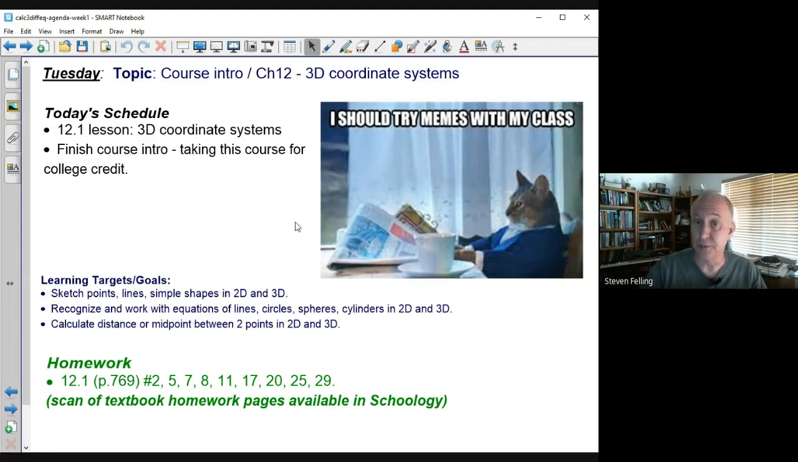So I'll try to start each lesson like this by showing the screen that I usually display at the beginning of class, which contains the learning targets for the day. For 12.1, basically the idea is chapter 12 is about 3D coordinate systems and vectors and geometry of space. So we're going to talk about how to sketch points, lines, and simple shapes in 2 dimensions and 3 dimensions. We're going to talk about how to recognize and work with different sorts of equations of lines, circles, spheres, and cylinders in both 2 and 3 dimensions. And then we'll learn how to calculate distances or midpoints between 2 points in 2 and 3 dimensions.